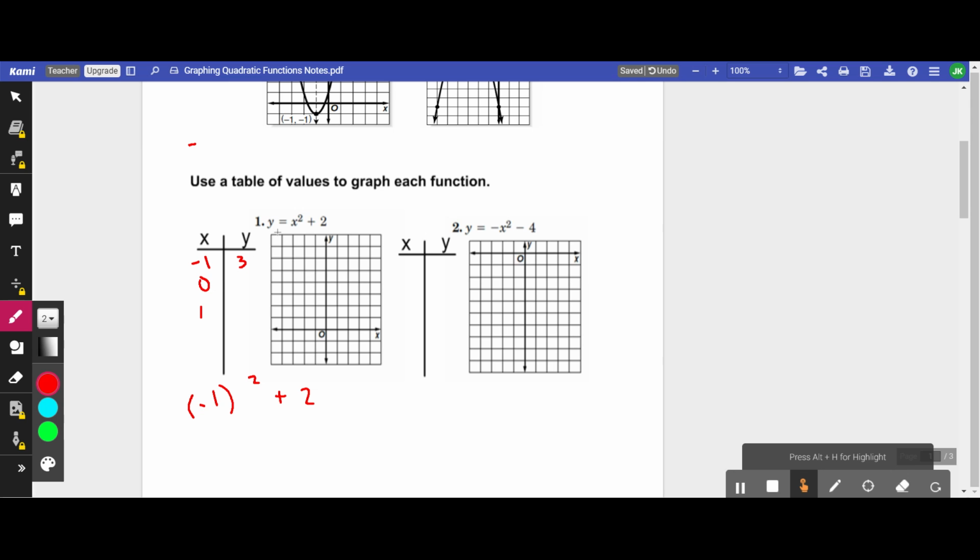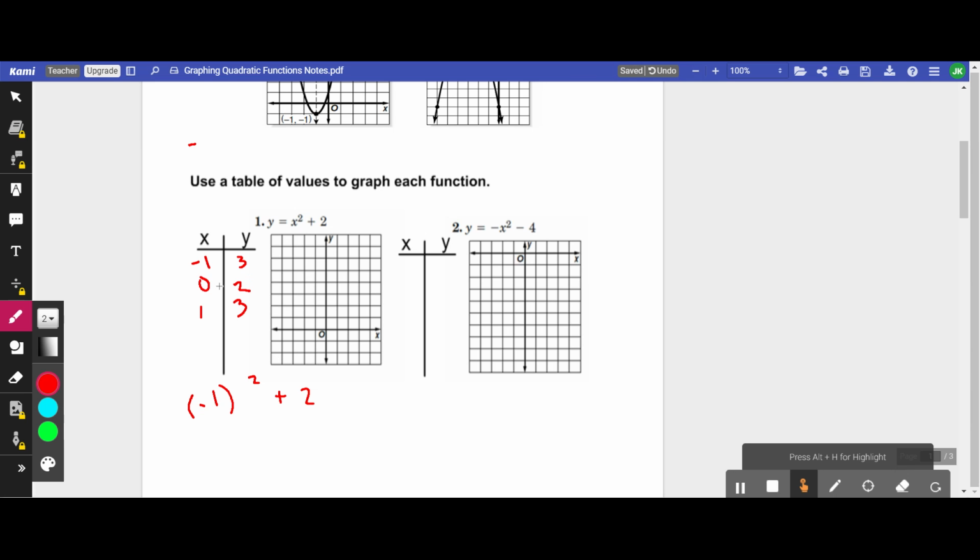And then you can sub the 0 next. You'll square 0 and then add 2, which means that'd be 2. And then you can sub the 1 in next. So 1 squared would be 1, 1 plus 2 would be 3. And then you can graph these points next, and we'll see which way it's heading.